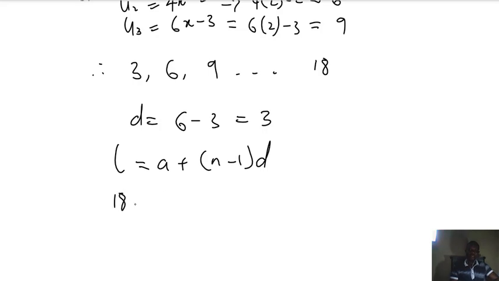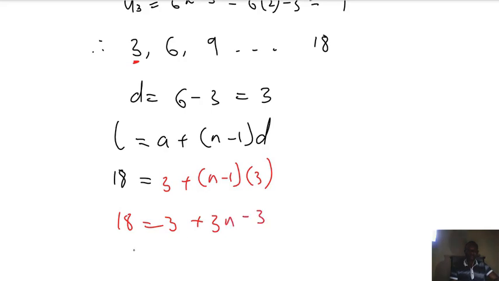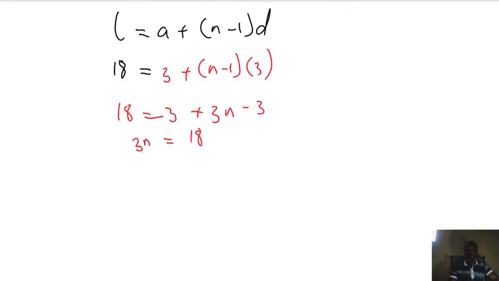So it's going to be 18 equal to the first term of the series, which is 3, plus (n - 1), and the common difference is also 3. So we have 18 equal to 3 + 3n - 3. So this and this will cancel, leaving 3n equal to 18. So we are solving for n.